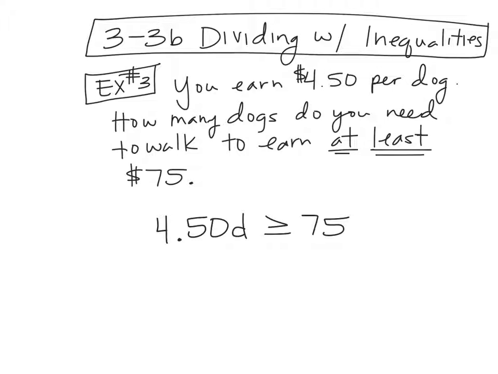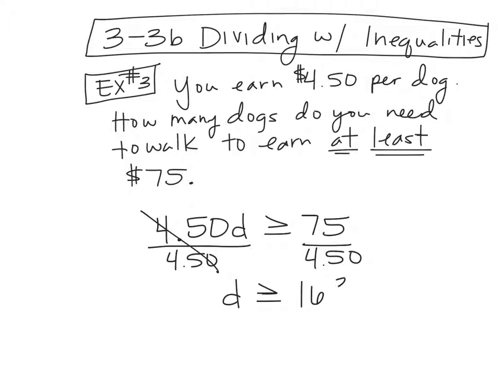Okay? So you set it up. That's your inequality. What do I do? You divide by what? By 4.50. So you're going to divide on both sides by 4.50. This 4.50 is going to cancel. Okay? Am I going to flip my symbol right now? No. So D is greater than or equal to 75 divided by 4.50 comes out to 16 2/3.